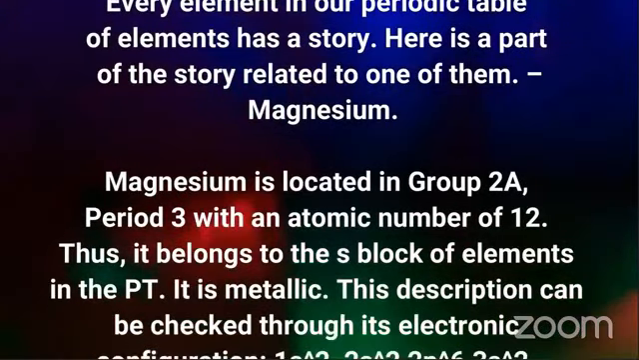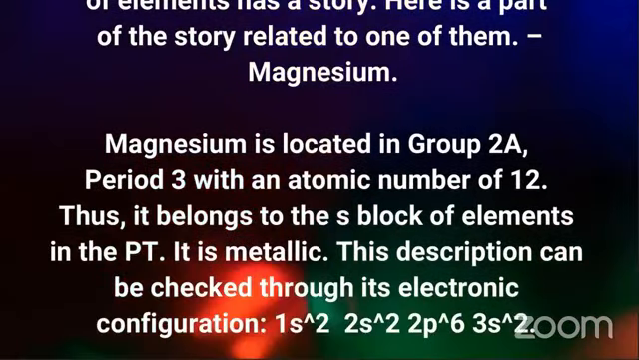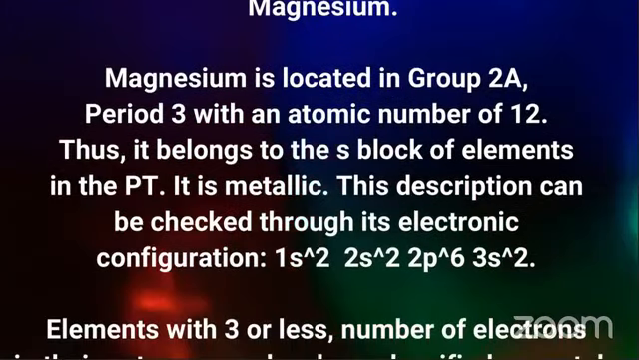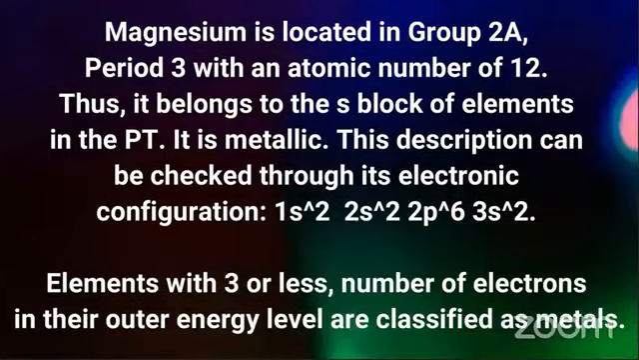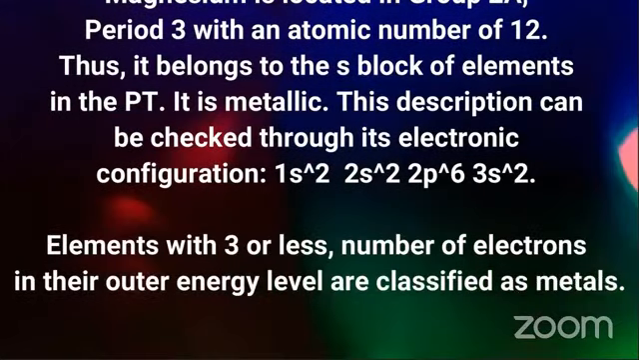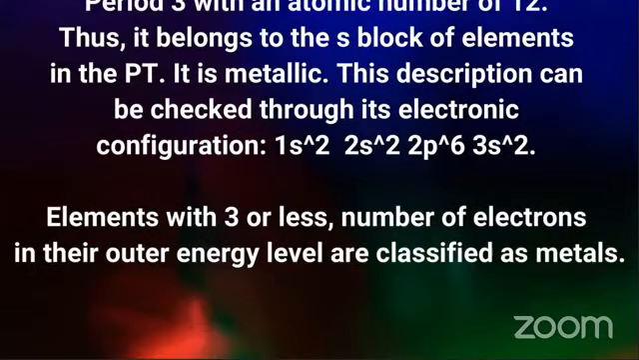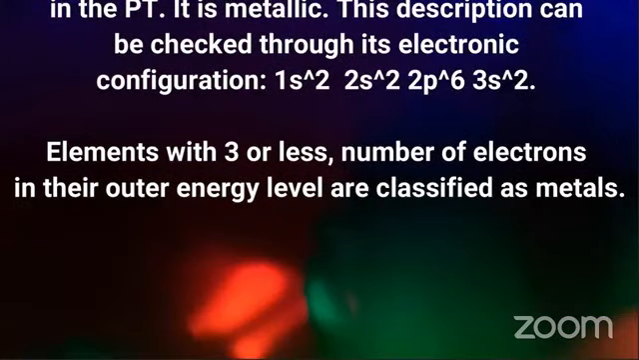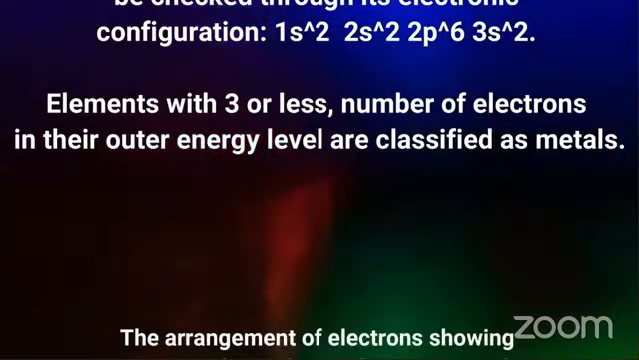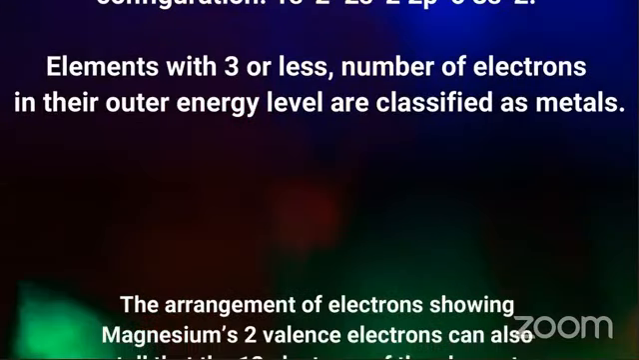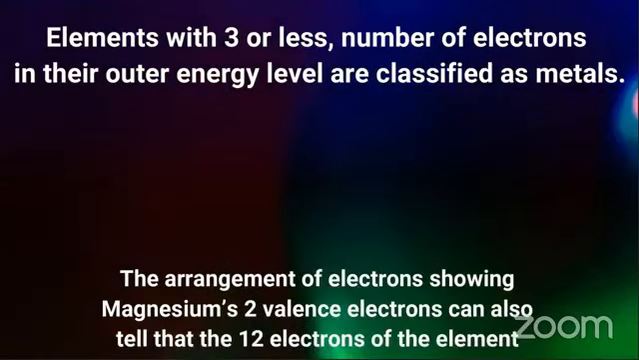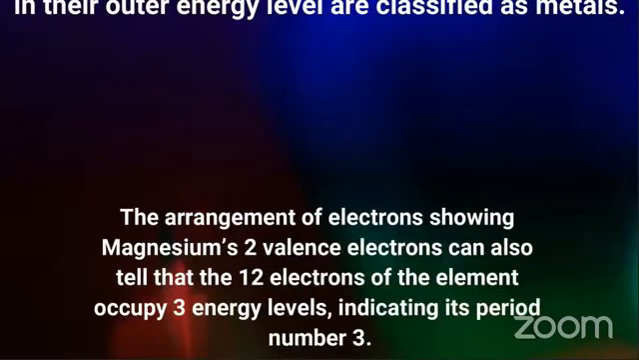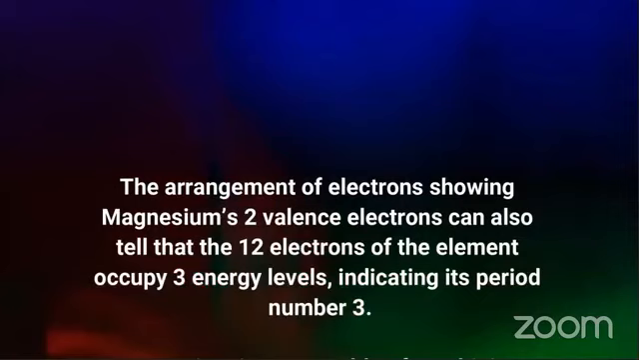It is metallic. This description can be checked through its electronic configuration 1s2, 2s2, 2p6, and 3s2. Elements with 3 or less number of electrons in their outer energy level are classified as metals. The arrangement of electrons showing magnesium's 2 valence electrons can also tell that the 12 electrons of the element occupy 3 energy levels, indicating its period number 3.